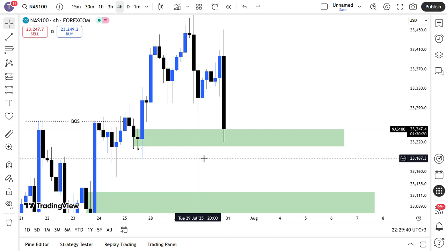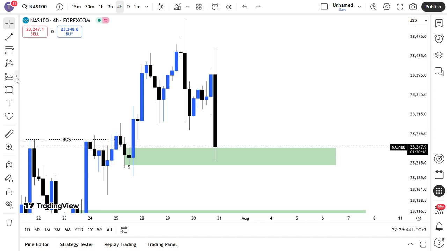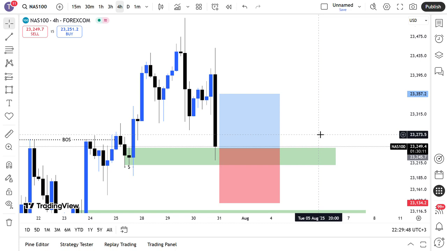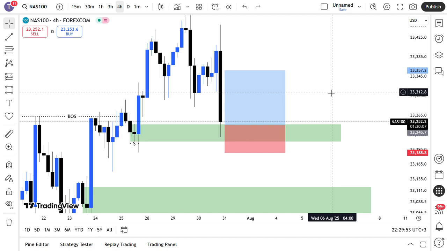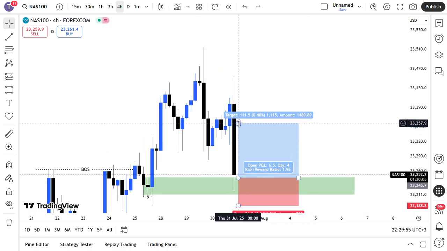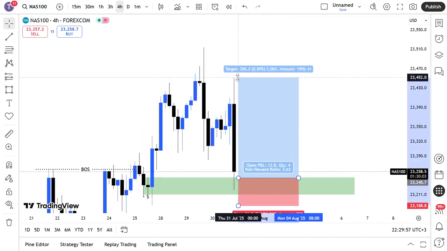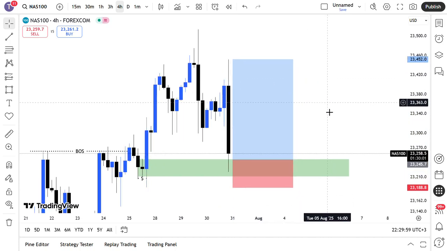stop loss should be below this wick. So the trade will be from this low, stop loss below the wick. The stop loss is very big, so use proper risk management.